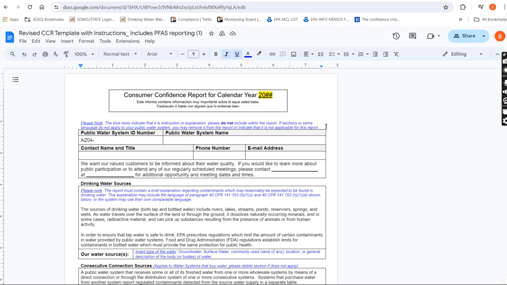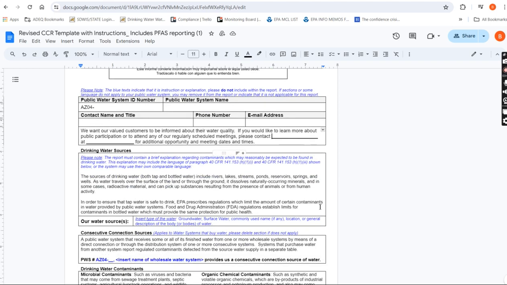If you're using the ADEQ provided template, please remove all of the blue text that you see before providing this report to your customers. This is just instruction text. So in the water system information, you need to fill out your water system name, an ID number beginning with AZ04, a contact name and title, phone number and email address for how to reach the public water system. If that's different from contacts on how to learn more or for public participation, please be sure to include that specific contact information for the public to reach out for meetings or decisions affecting their water quality.